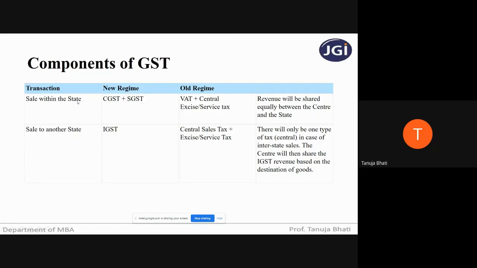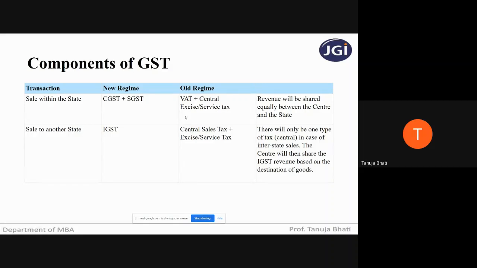So under the sale within the state, both the center as well as the state government gets the same amount of tax. Next, sale to another state. In the new regime under GST, IGST is charged, which is Integrated Goods and Service Tax. Earlier, we used to charge central sales tax or excise service tax, depending on whether it is goods, services, or manufacturer. But now the IGST amount that has been collected directly goes to the central government, and then the central government will share a certain portion of tax with the state government, depending on what ratio they want to share the particular tax amount.